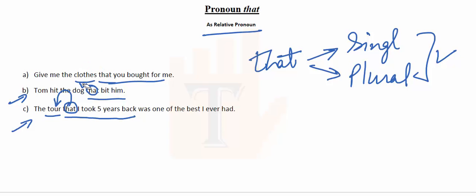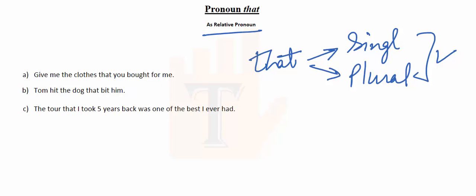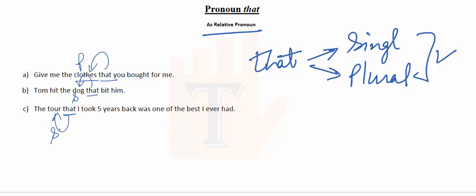For example, look at this. In the first case, it speaks about clothes, which is plural. So that can definitely refer to this plural noun. In the next case, that is talking about the singular noun dog. Also in the last example, that is talking about a singular noun. So as a relative pronoun, that could be used as singular as well as plural.